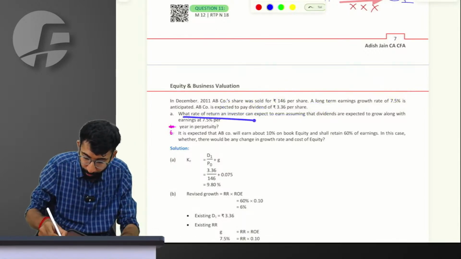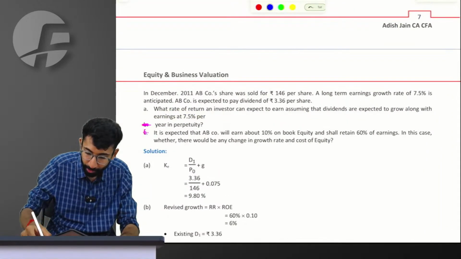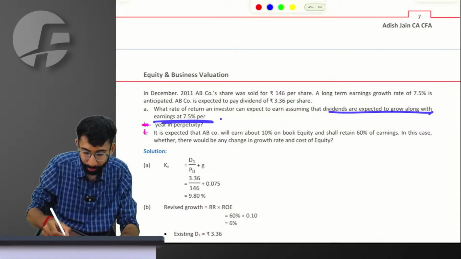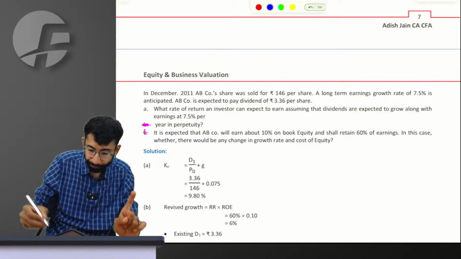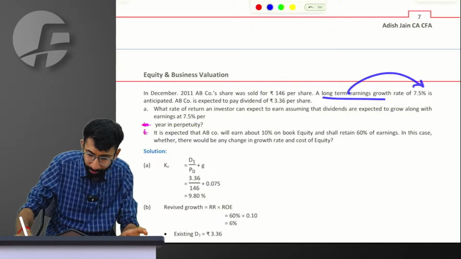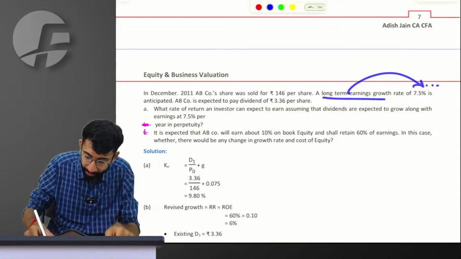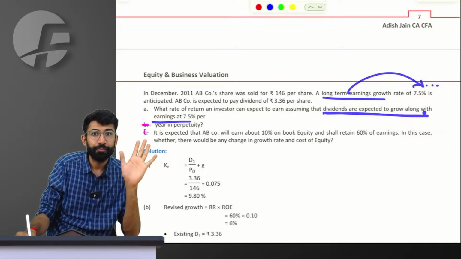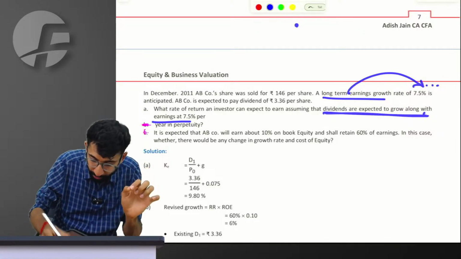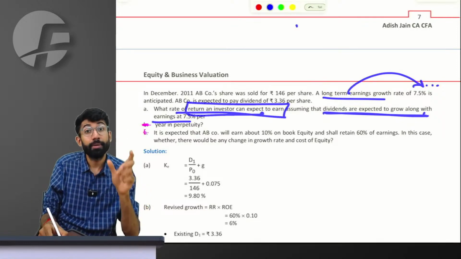What is the rate of return an investor can expect to earn on earning, assuming dividends are expected to grow along with earning at a rate of 7.5 per year in perpetuity? Listen to this. Long-term earning growth rate was 7.5, right? And in the question, they are saying that dividend will also grow at the rate of 7.5, right? Because they want us to calculate the return an investor can expect to earn.